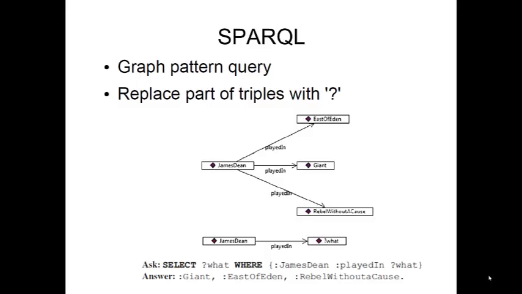Okay, not going to go into any more detail on the syntax of that. So that's your equivalent of your SQL statement to return the three answers: Giant, East of Eden, and Rebel Without a Cause. So you've got a different syntax where you replace the things that you're querying with ?what.